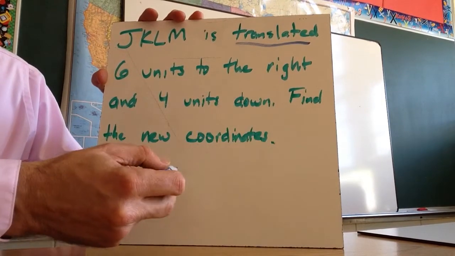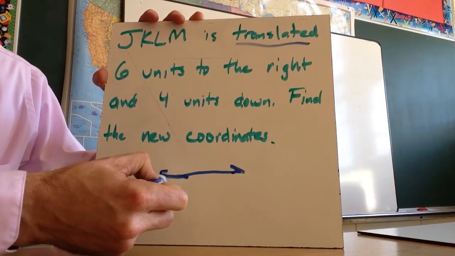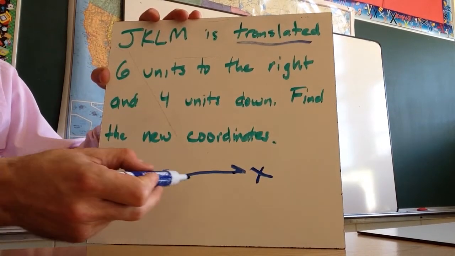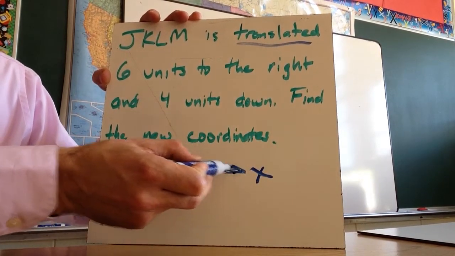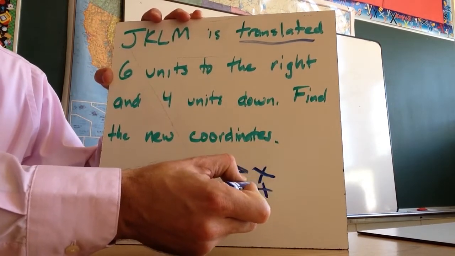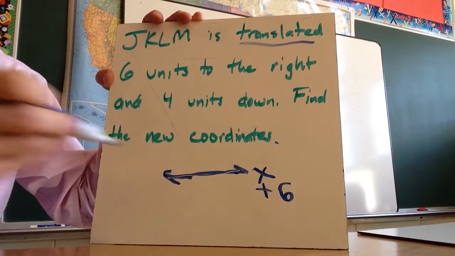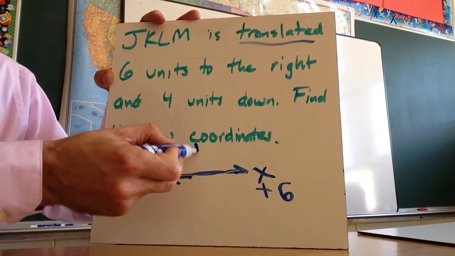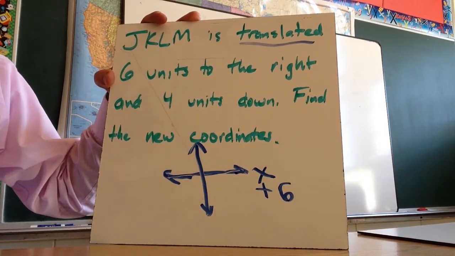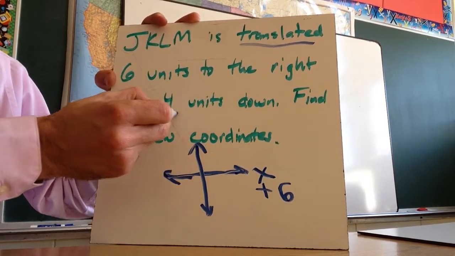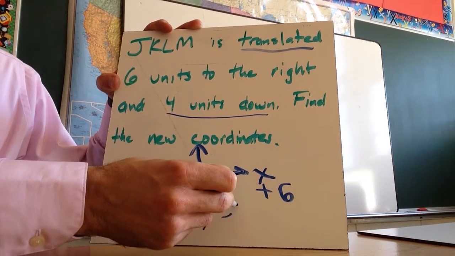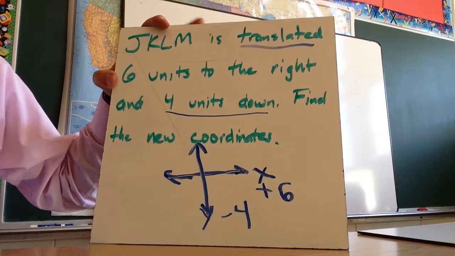So if you think about when you move something left or right, this is going to be your x-axis. So I'm going 6 to the right, moving this direction along a number line would be positive. So I'm going to go positive 6. So I need to add 6 to my x-coordinate. And then y, up would be positive and down would be negative. And I want to go 4 units down. So I'm going to take my y-coordinate and I'm going to go minus 4.